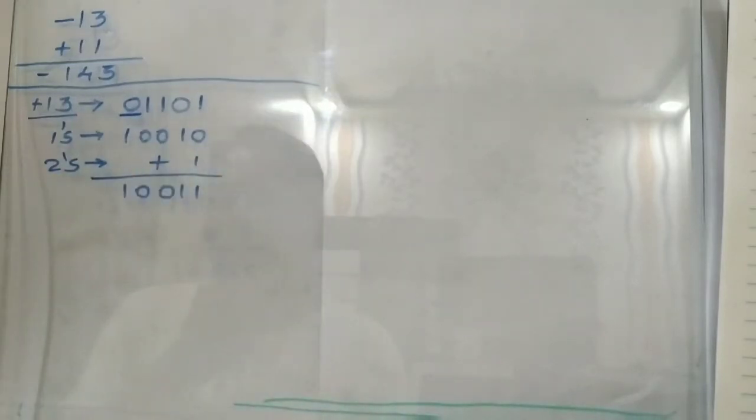So now let's take the 1's complement of this number, and it should be 1 0 0 1 0. And when we take the 2's complement of this number, we get the negation of the original number, which is 13 here. So for 2's complement, we should add 1 here. Then your number will be 1 0 0 1 1, which is nothing but minus 13.